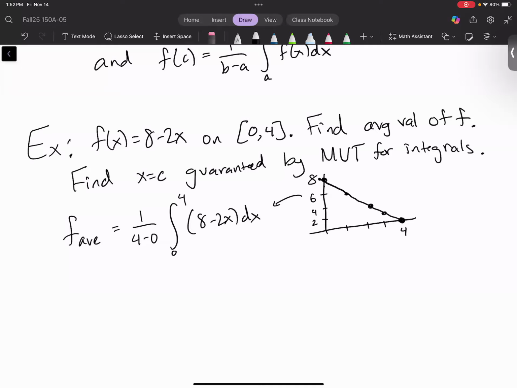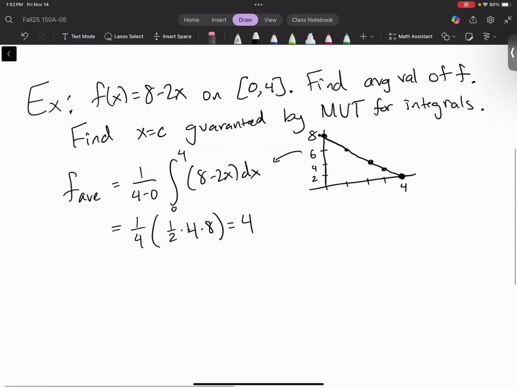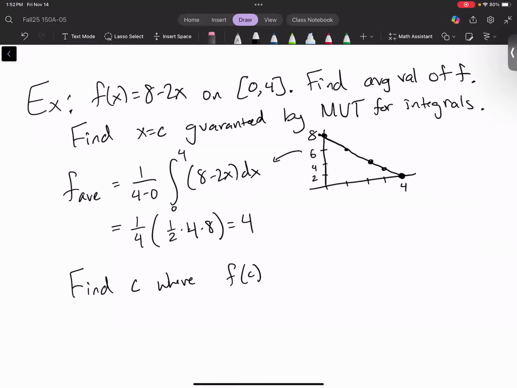The height is 8, the base is 4. So we have a quarter, and then the area of the triangle, a half times base times height. So this is actually equal to 4 once everything settles down with the algebra. That's just the average value, so that's the first part. Now we need to find c where f of c equals the average value 4.